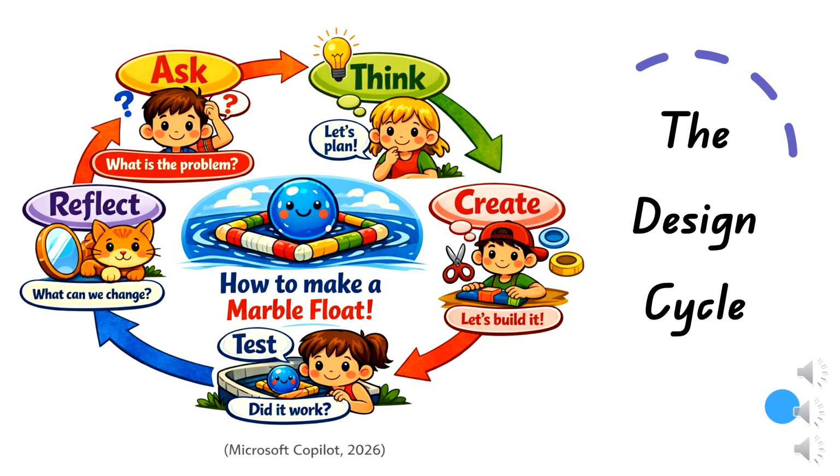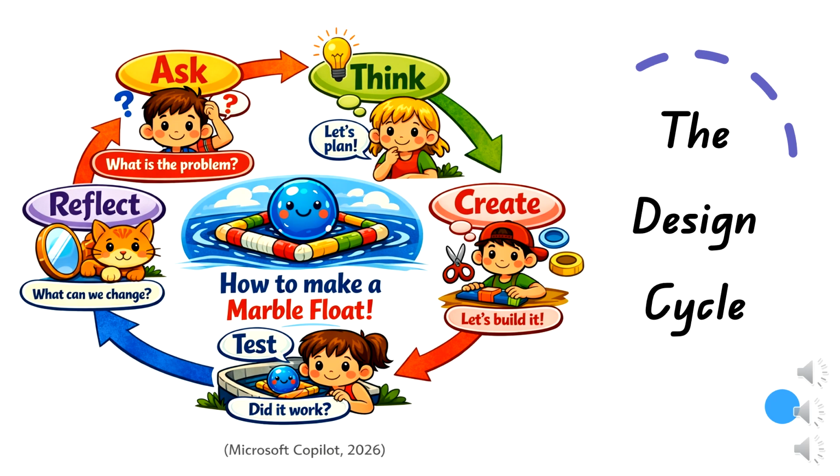So let's see if we can remember the 5 steps of the design cycle. Step 1 is ask. We begin by asking questions. What is the problem? What do we need our design to do? Step 2 is think. We imagine ideas, make predictions, and think about what might work. Step 3 is create. We draw our idea and then build it using the materials we planned.